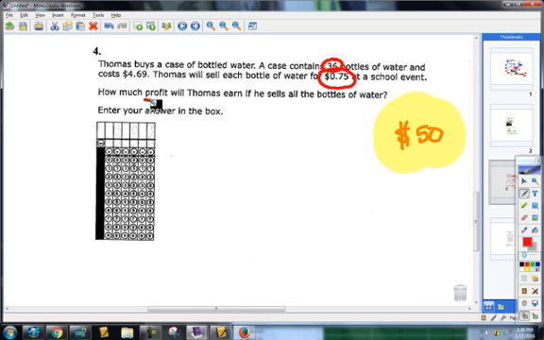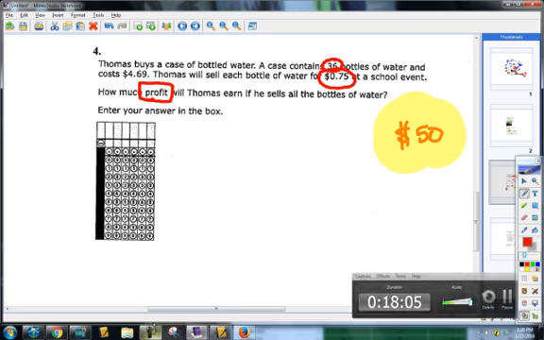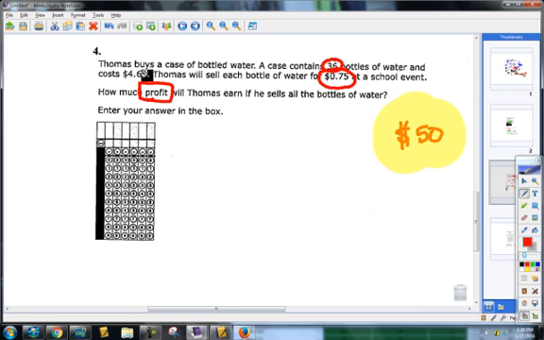But the real word here that you have to pay attention to is the word profit. The word profit means how much you're actually going to have after you subtract out what you initially put into it. Okay? So for this one here, Thomas had to buy the water up front. So he's not starting with $0. He's starting with, if you want to think about it like this, negative $4.69. So the first $4.69 just gets him back to 0. That's what profit really is. You've got to take out that investment. Okay? So I think you'll be fine with that one.